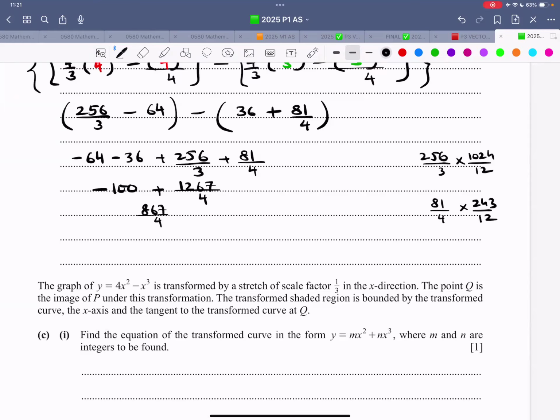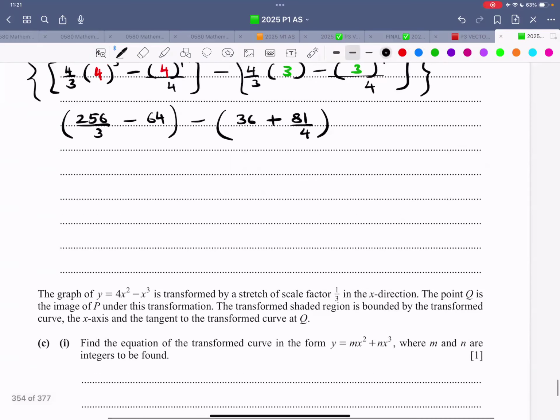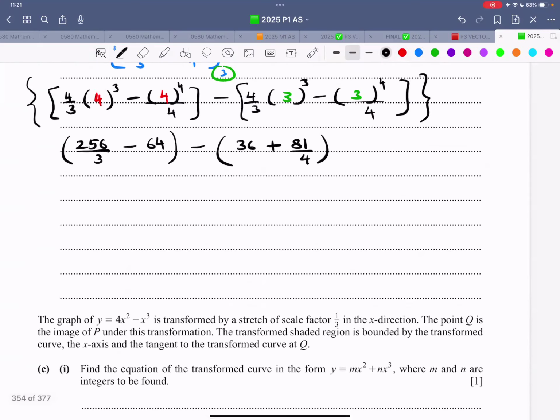So therefore, area under curve is 67 over 12. 256 over 3 minus 64 minus 36 minus 81 over 4. So let me use a calculator before I make some mistakes. So no use of doing fraction. And yes, everything is correct. That is 67 over 12. This is 67 over 12.